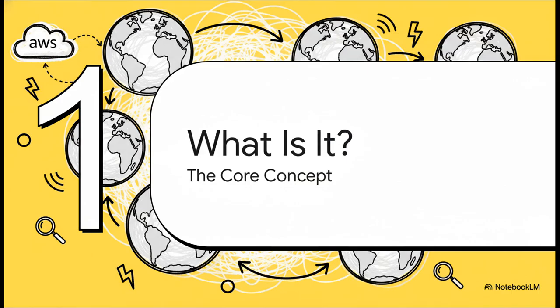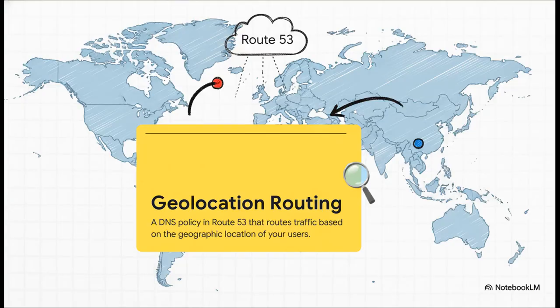Okay, first things first. What is geolocation routing? Let's strip away all the technical jargon and just get right to the core idea. At its heart, it's really just about giving different answers to different users based on where they are in the world. So someone in Tokyo gets sent to your servers in Japan, while a user over in Berlin gets routed to your German data center. It's really that simple. It's all about their physical location.